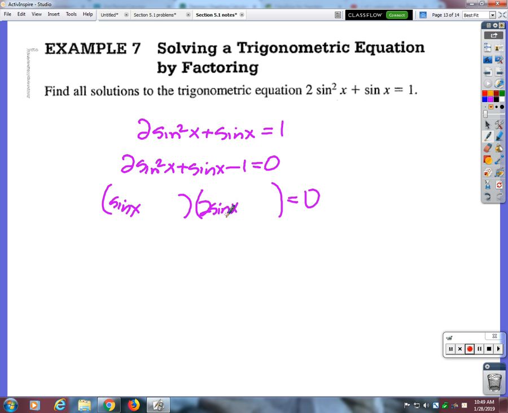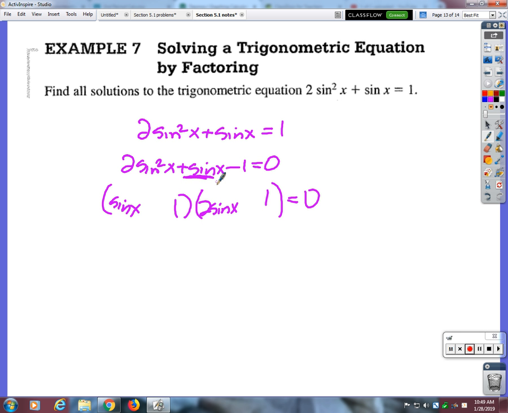Because sine times 2 sine is 2 sine squared. Okay? Then I need two numbers at the end that are going to multiply together to be 1. What are those? 1 and 1. Right. That's the only question then: which one is the plus and which one is the minus, and that's where this middle term comes into play.